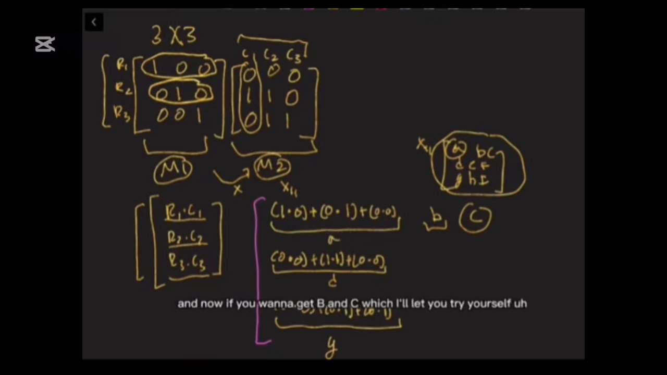Now if you want to get B and C, which I'll let you try yourself, you can pause the video and try. The way you get that is you take the values in row 1 and do the same with column 2 and column 3. As you probably guessed already, column 2 is equivalent to your B position, and column 3 is equivalent to your C position. So for your B position, you multiply every value in row 1 times every value in column 2 and then add them together. For your C position, you multiply every value in row 1 by every value in column 3 and then add them together.